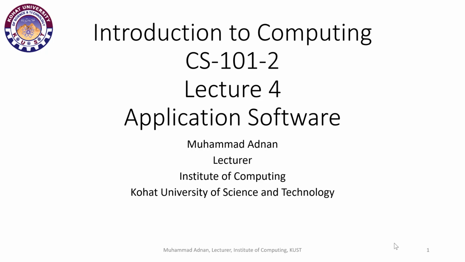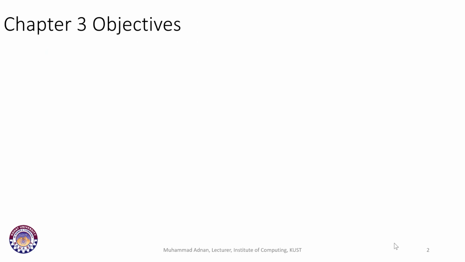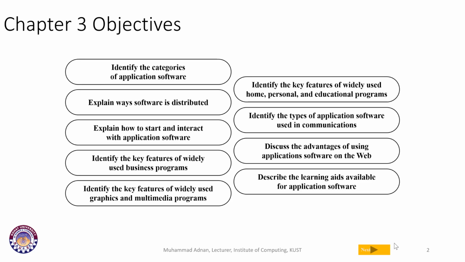Today we are going to study application softwares in detail. So with that, let us see what are the objectives of today's lecture. We are going to identify the different categories of application software, explain why software is distributed, explain how to start and interact with application software, identify the key features of widely used business programs, identify the key features of widely used graphics and multimedia programs, and identify the key features of widely used home, personal, and educational programs.